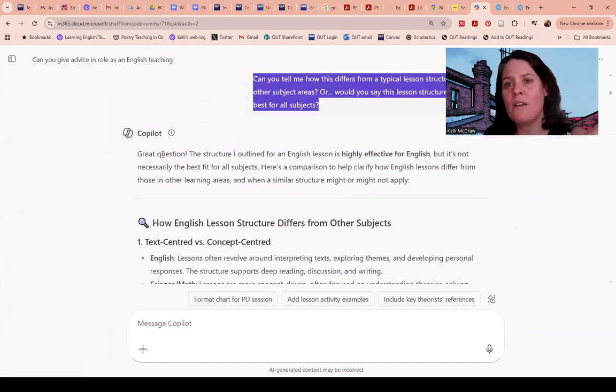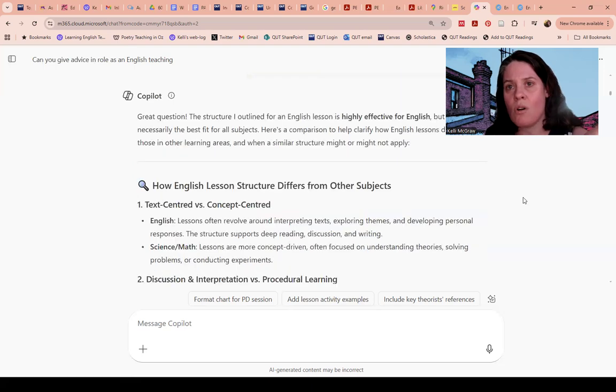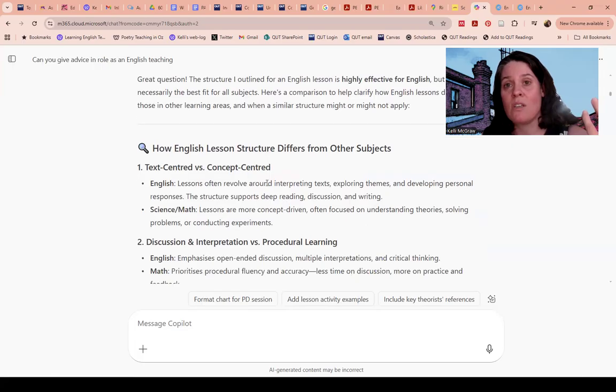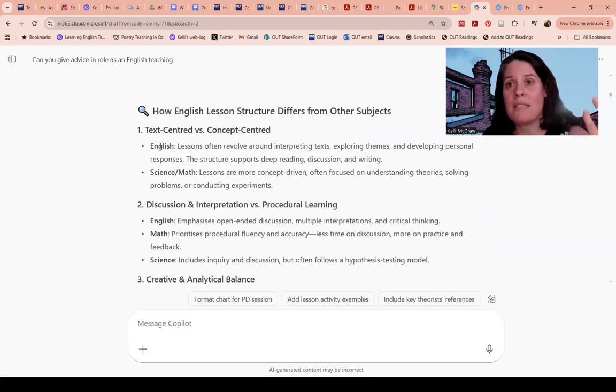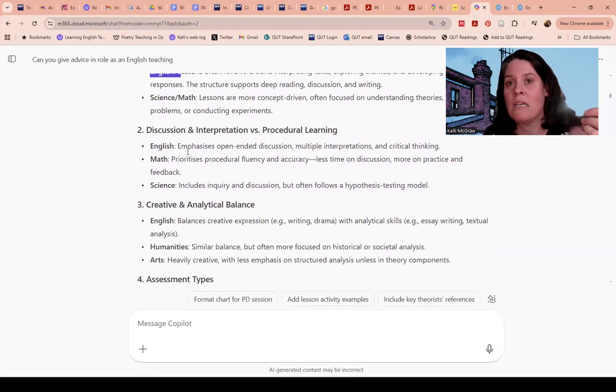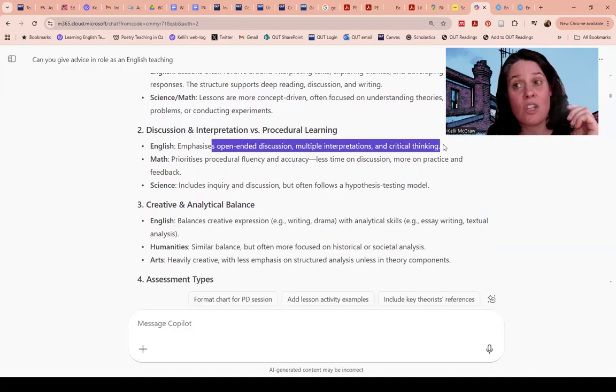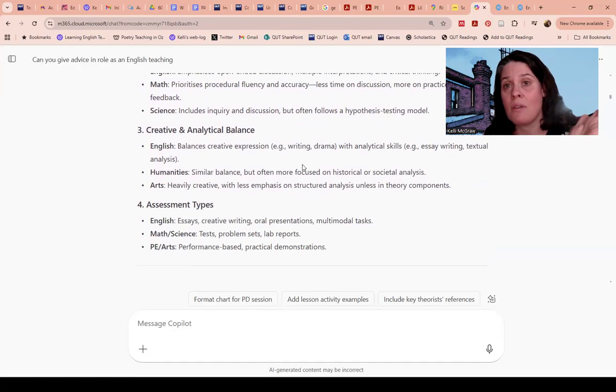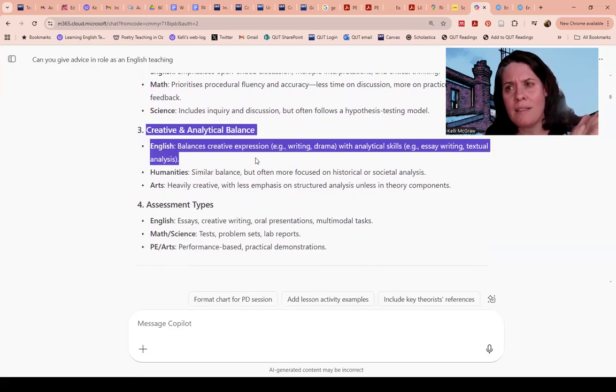It says, great question. Of course, there are other models that other subjects use. So it talked about how it gave me this model because English is often text-centered. As I said, you can pause these and read them all later yourself. That was pretty interesting. It said it gave me this model because English has to have a lot of open-ended discussions and critical thinking, and this lets that happen. It says it needs creative and analytical balance.